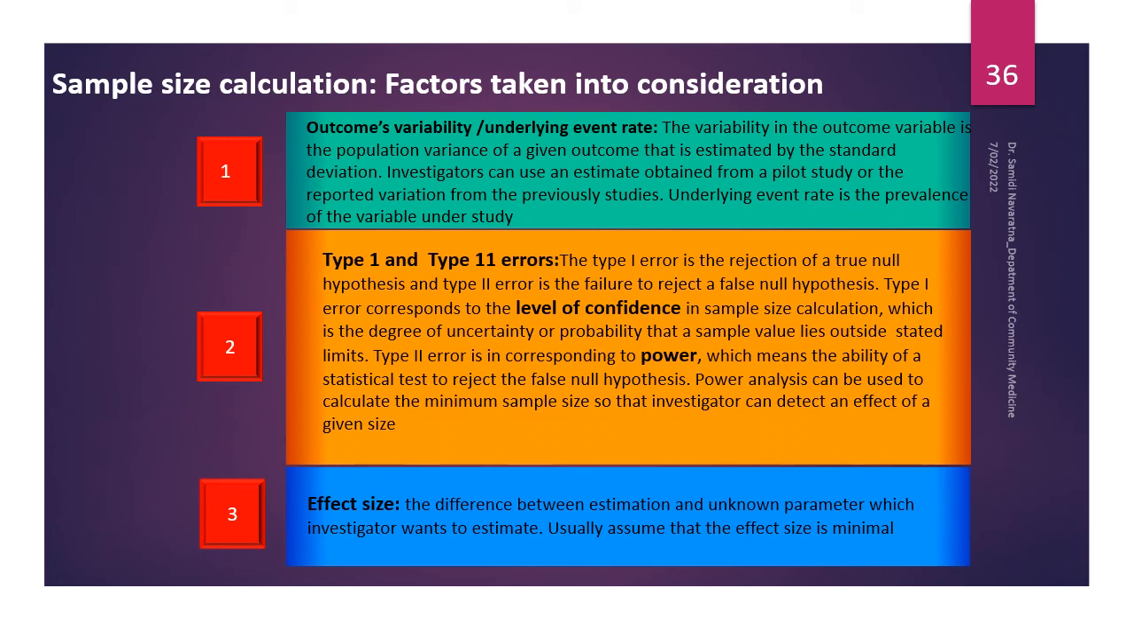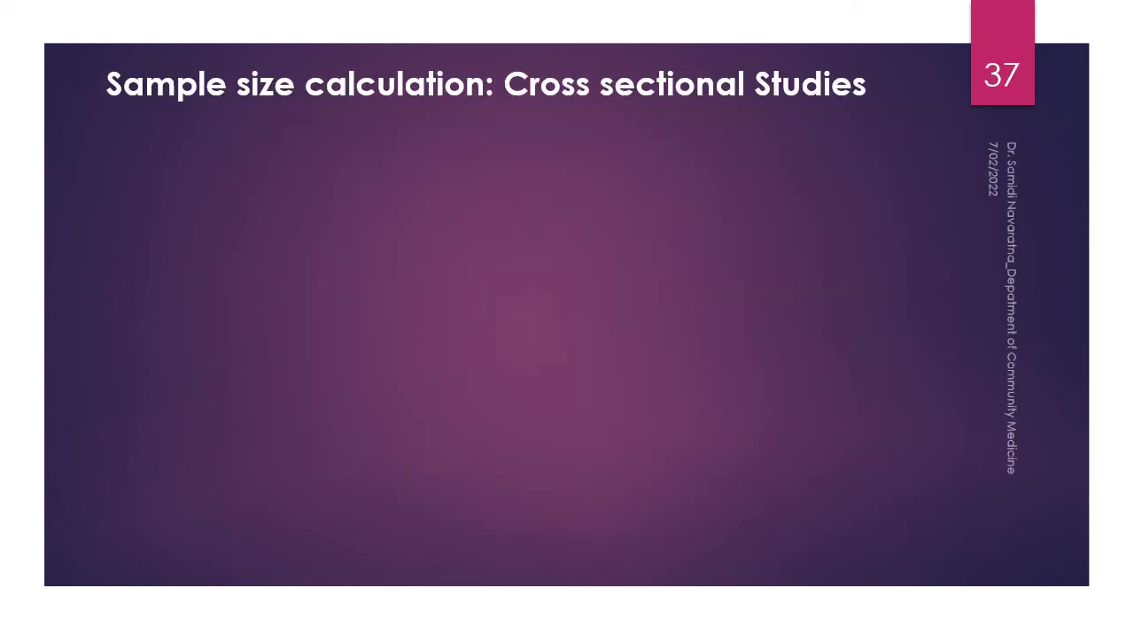Third one is the effect size, that is the difference between the estimation and the unknown parameter which the investigator wants to estimate. Usually we assume that the effect size is minimal. So how do we calculate the sample size for a cross-sectional study?